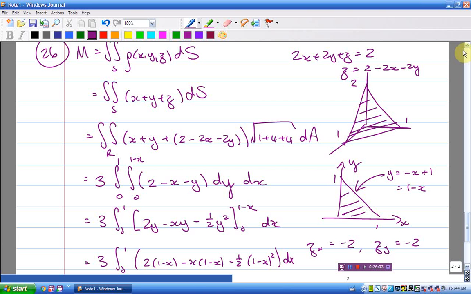You'll get a mark for drawing your region. You'll get a mark for knowing that mass formula that's right at the top. You'll get a mark for working out your conversion factor. You'll get a mark for replacing your z with that 2 minus 2x minus 2y. And then you'll probably get 2 marks for setting up your limits of integration correctly. Okay? So I'm letting you know that for strategic purposes.